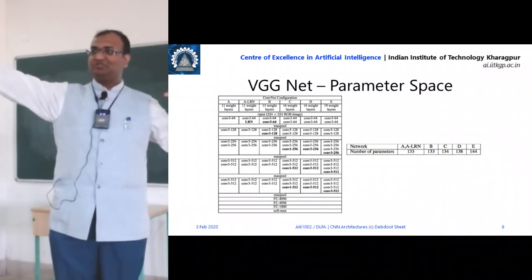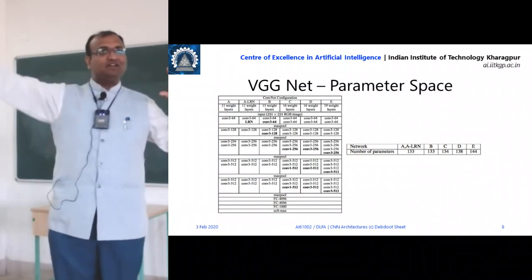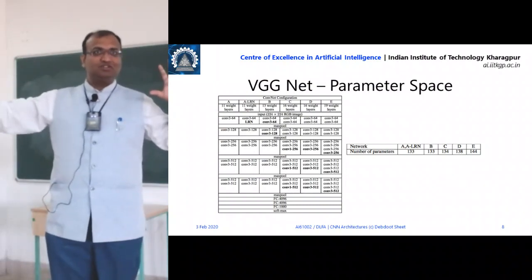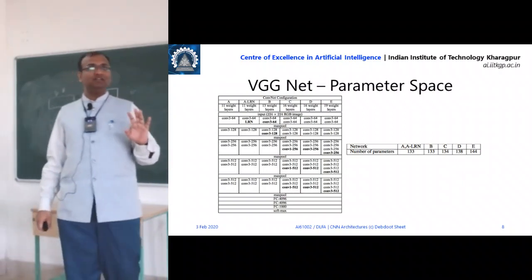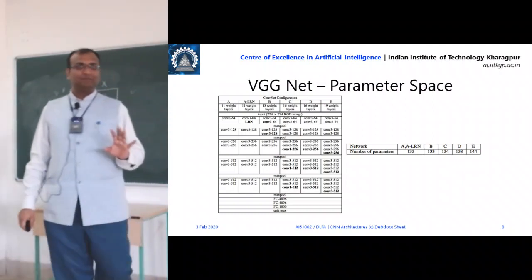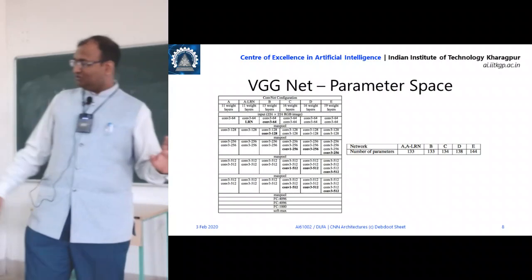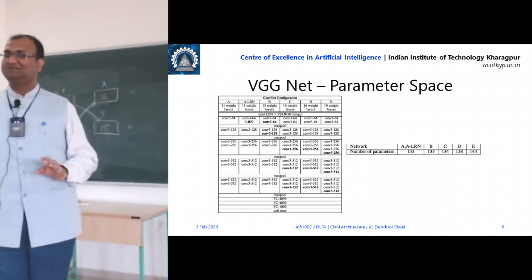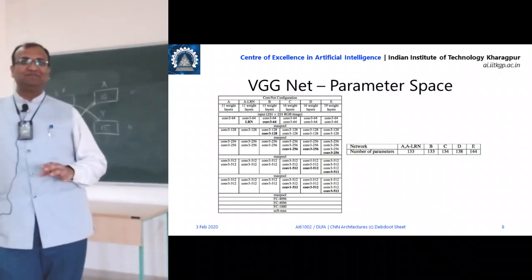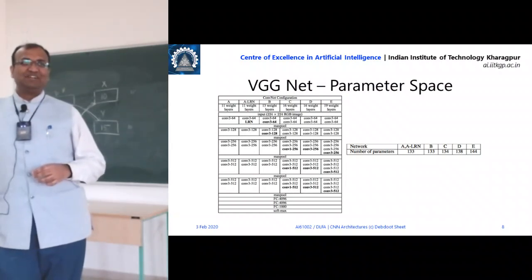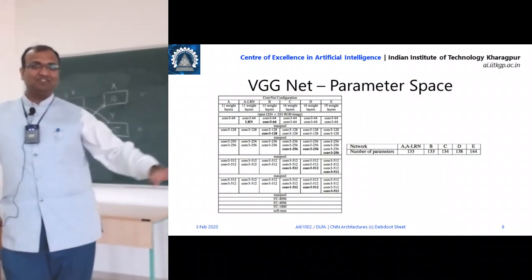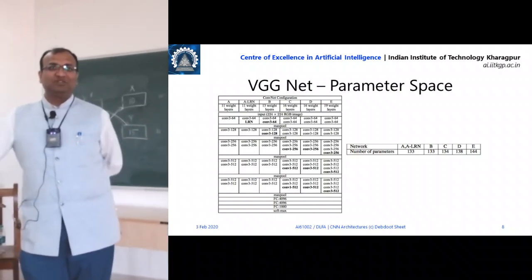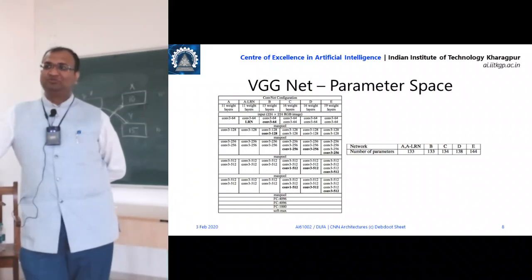Now if that's the situation, I will have to define 144 million equations in order to solve it. That would mean that my data set should have 144 million images itself. So what is the size of ImageNet is the next question, which includes your test set, validation set, and the training set. Your training set is typically a 10 million images data set. So now what do you do?